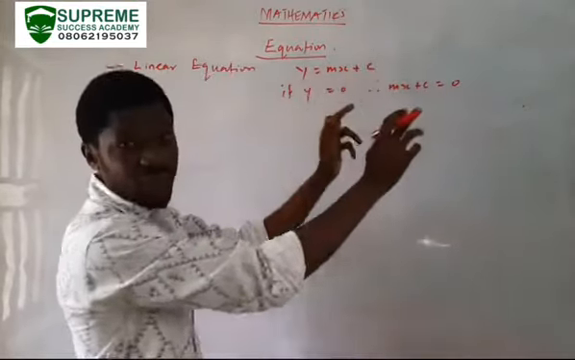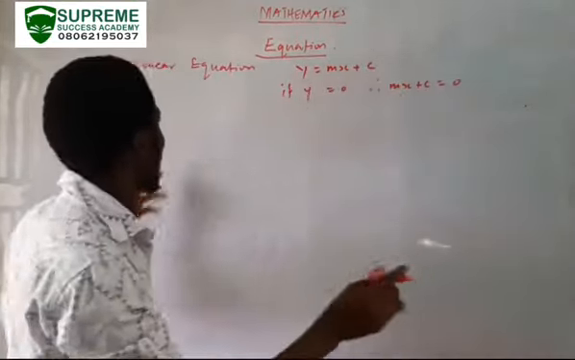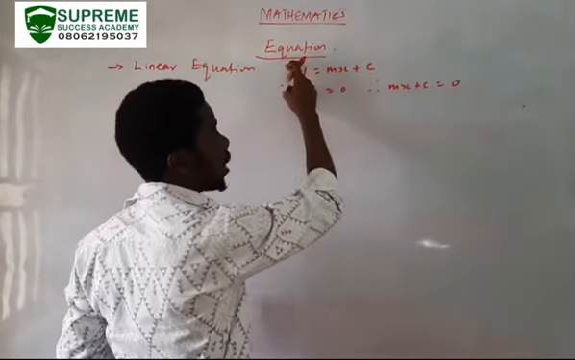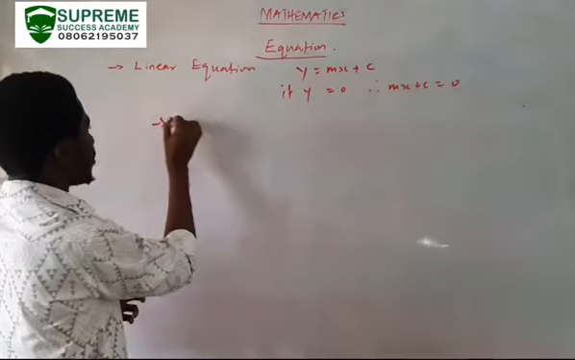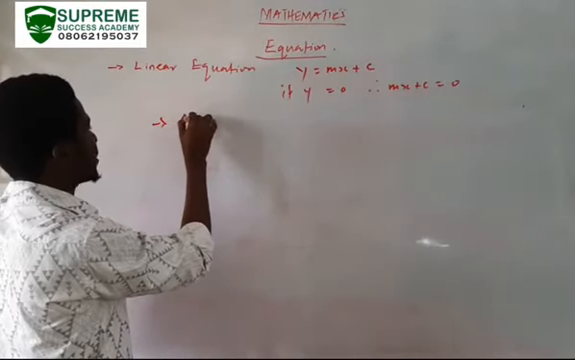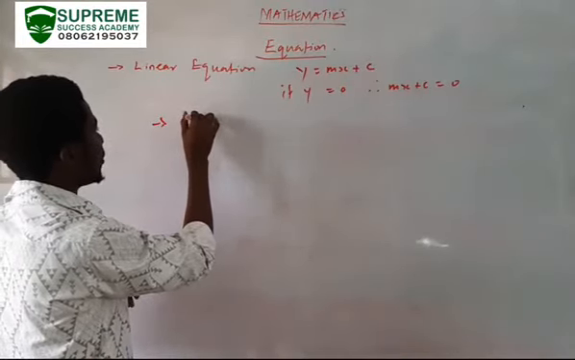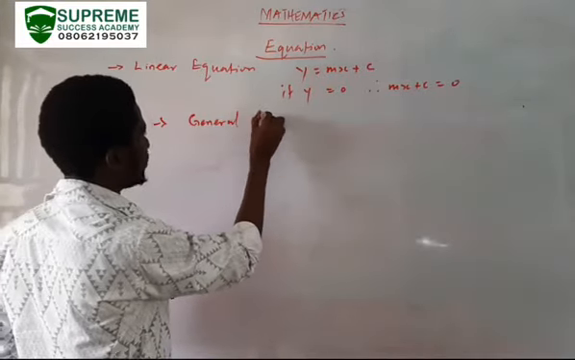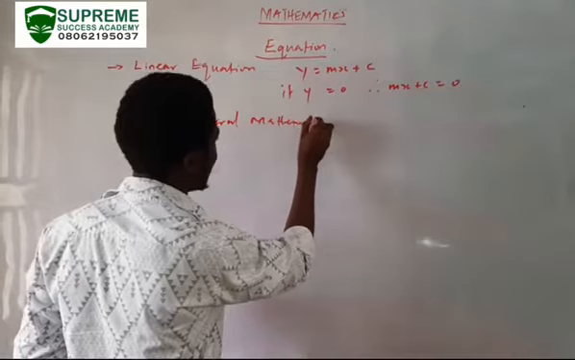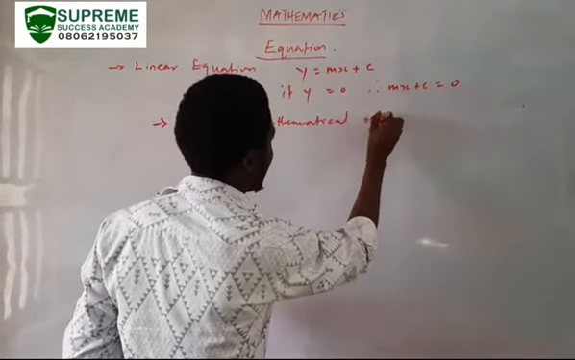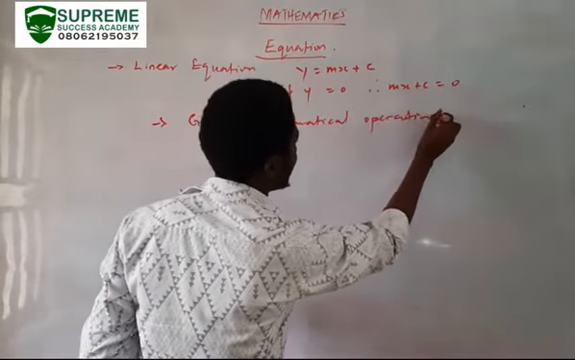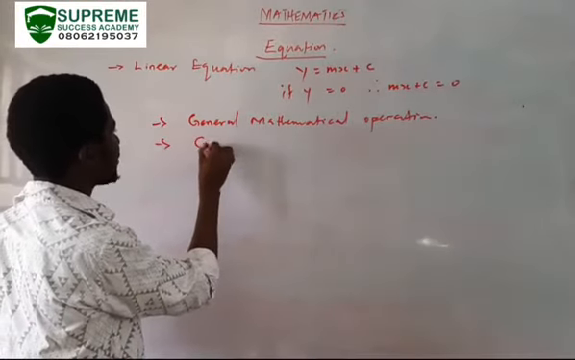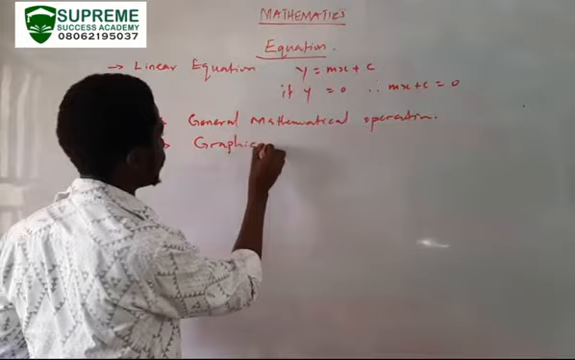They are not changing. So in this kind of equation, you can solve for x for a known value of y. For instance, you can solve this using general mathematical operation. What do I mean by that? I will explain. By making x the subject of the formula from here. That's what I mean. Then you can also obtain the graphical solution.